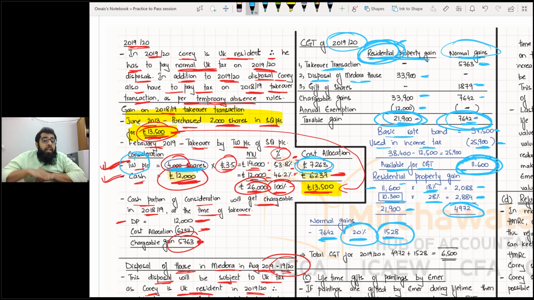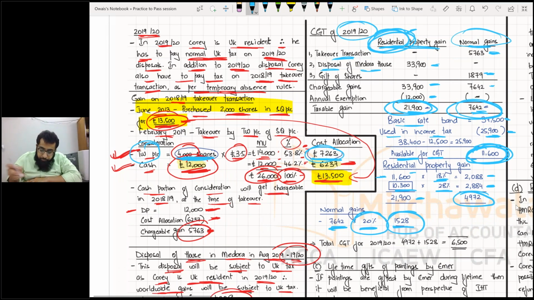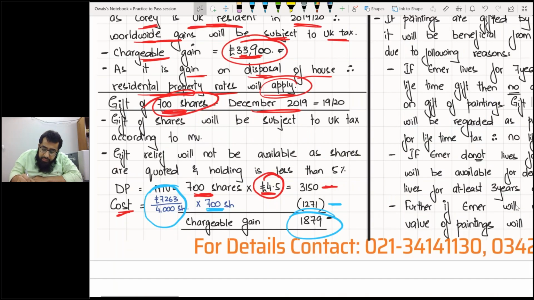How come the gain on gift of 700 shares? Okay, one question. Harun, please listen to it. He gifted 700 shares to his sister. Listen carefully: when you gift shares, you get a chargeable gain. But that chargeable gain can be deferred through gift relief.